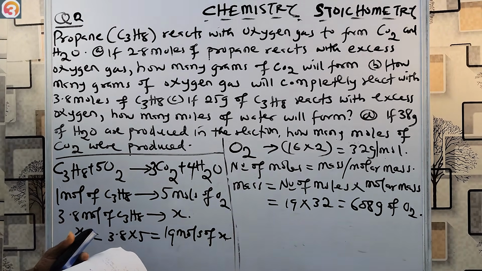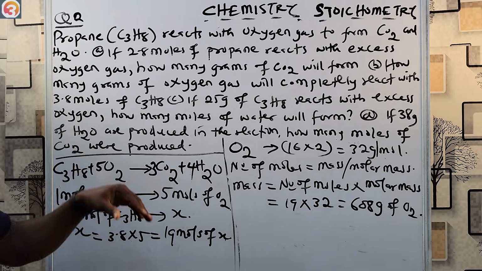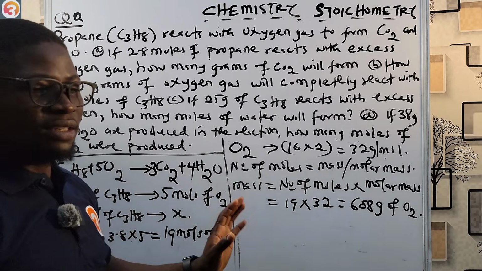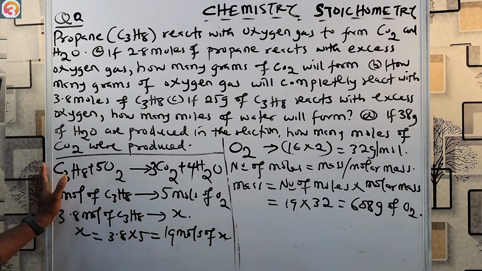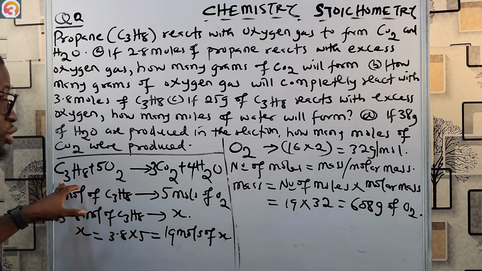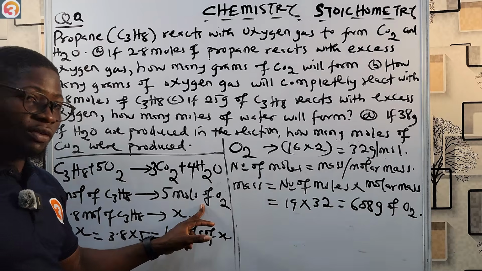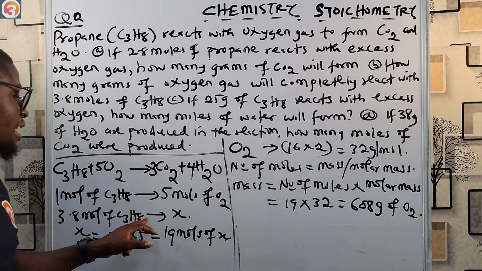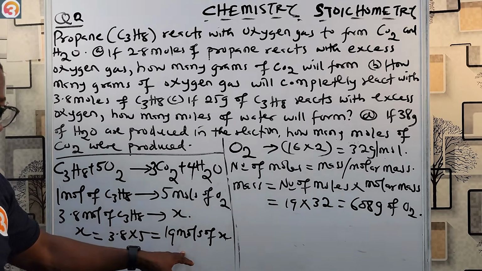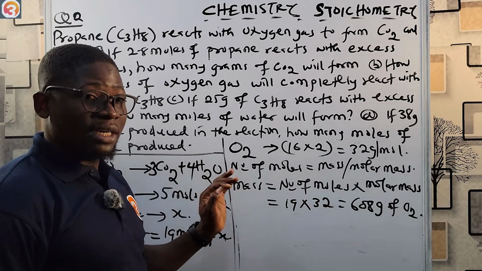Okay, I'm converting from what? From gram to mole. All right, very, very simple. And we're on the reactant side. We know the stoichiometric relationship, so it's just direct. So 1 mole of C3H8 gives us 5 moles of O2. 3.8 moles of C3H8 will give us how many moles? 19 moles. So we know the number of moles of O2 that we need.